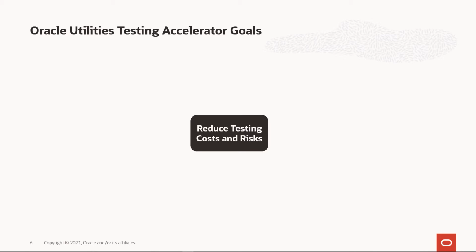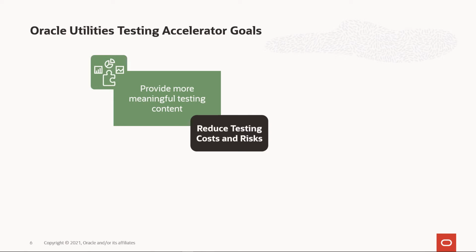Now, the ultimate goal for the product is to reduce testing costs and risks associated with automation. So the first one is that it's unique in that the solution is not just a testing tool. It's a testing tool with content. So providing more content to the customer means less work the customer has to do and less rework the customer has to do. So we are looking at enriching that content to provide more value to the customers.